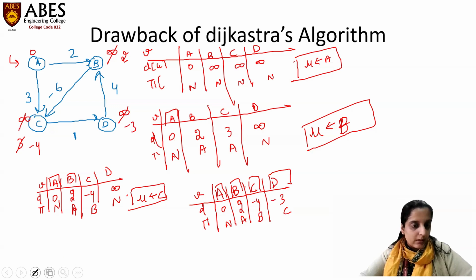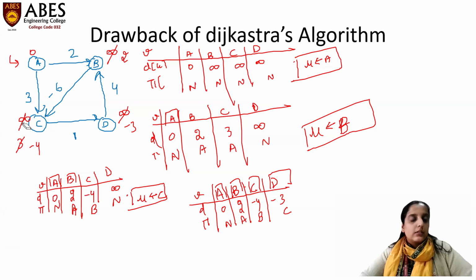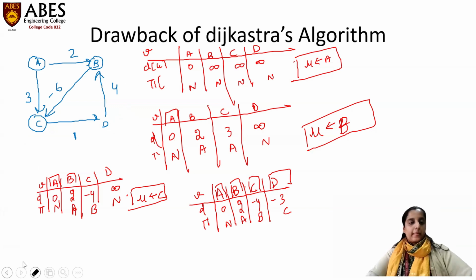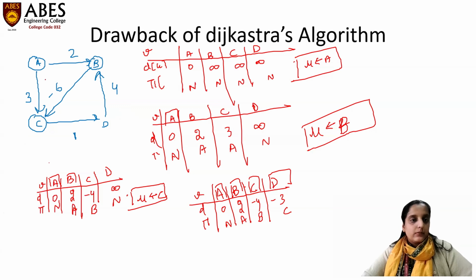Let's erase this and do it again. As you can see here, we'll write infinity again, with 0 for the source and infinity for the others, and we'll only follow the directions.